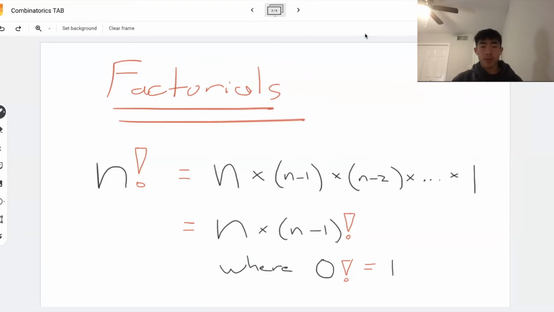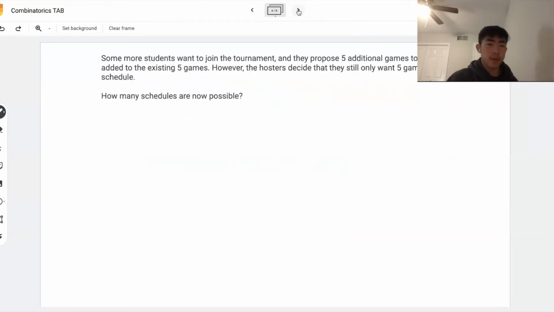All right, so let's take this and apply it to a little bit different of a problem. Let's say some more students want to join our tournament. So they propose that there are 5 additional games that they want to add to the existing 5 games. That would bring us to a total of 10 games. Except the hosts of the tournament still only want there to be 5 games in the schedule. And we're asked the same question: how many schedules are now possible?